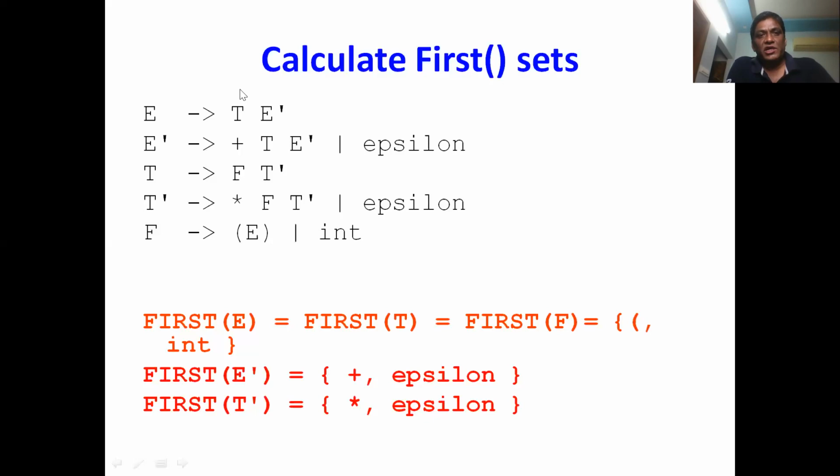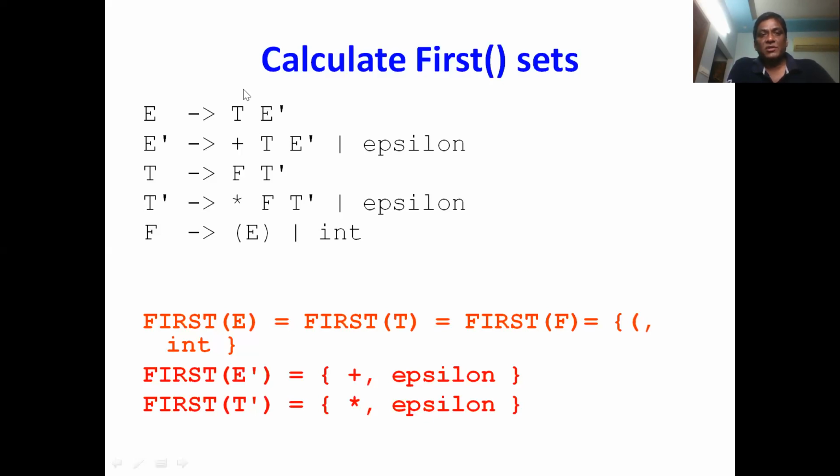If first of T contains epsilon, then you have to perform first of E is equal to first of T union first of E dash also. Okay, and if first of E dash also contains epsilon, then the formula will be first of E is equal to first of T union first of E dash union epsilon. So if all the variables on RHS contain epsilon, then include epsilon. Okay, right. So remember that, otherwise there will be some mistakes in first sets.